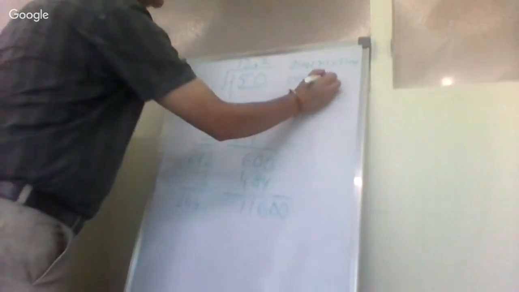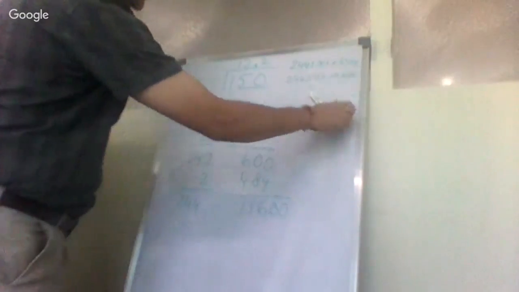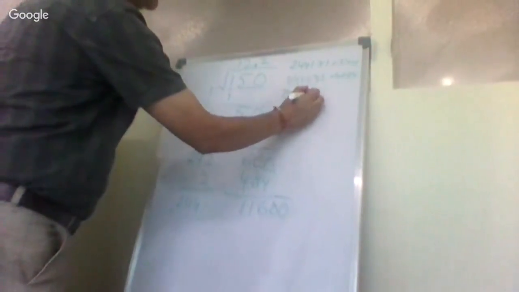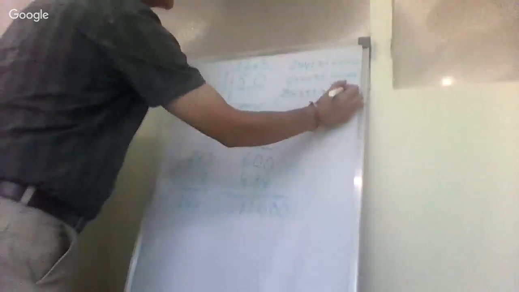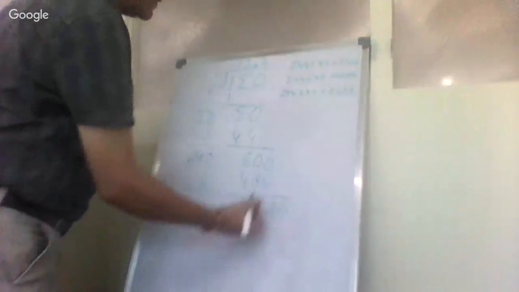2442 multiplied by 2 is equal to 4884. It's less than this. 2443 multiplied by 3 is equal to 7329. Less than this.